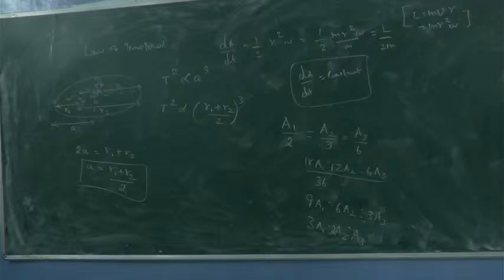Whereas Neptune takes more time to complete one revolution. What is the reason? T and R are directly related: T square is proportional to R cube. Actually, not R cube, A cube. Planets that are far away from the Sun will take more time to complete one revolution.